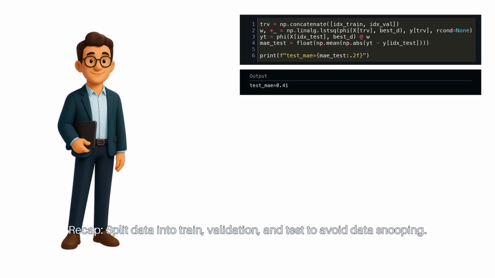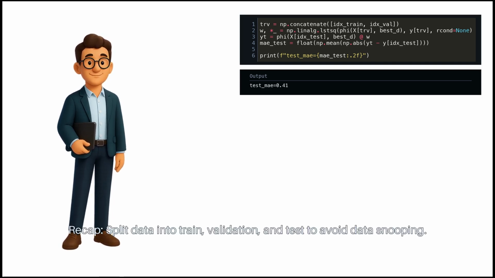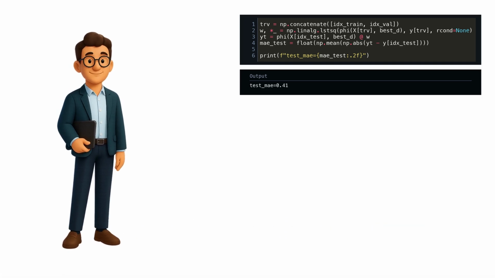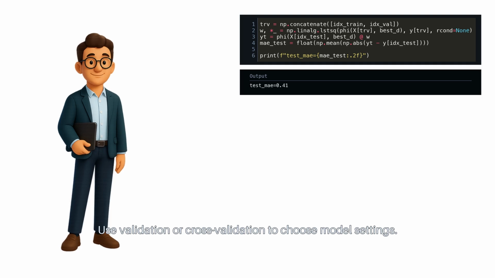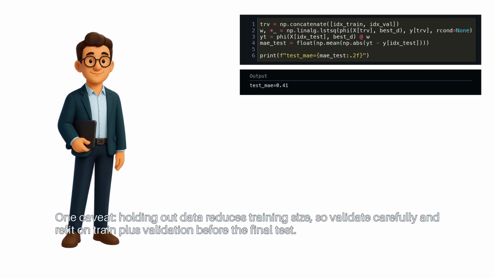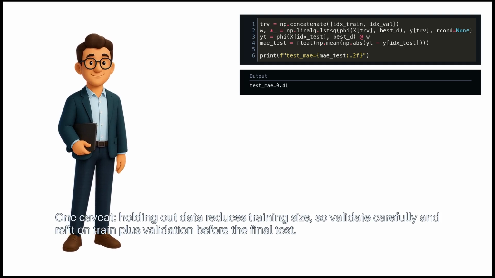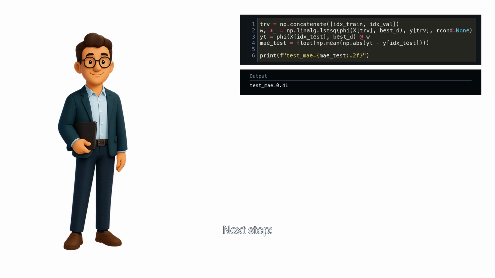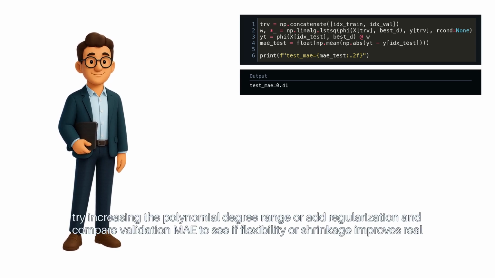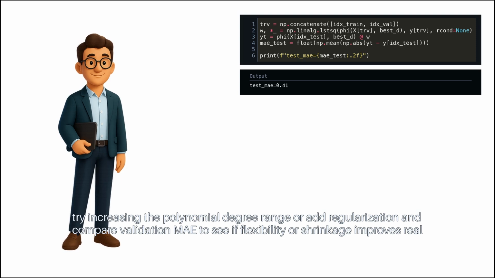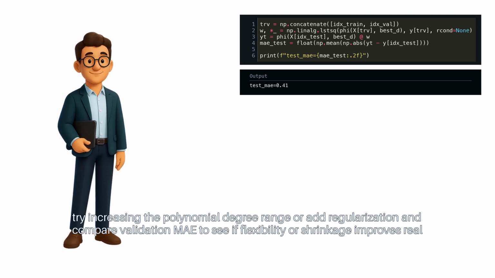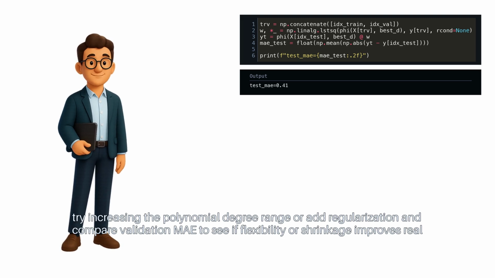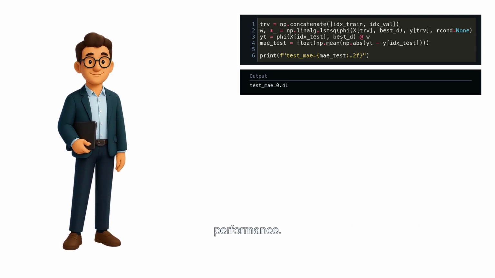Recap: split data into train, validation, and test to avoid data snooping. Use validation or cross-validation to choose model settings. One caveat: holding out data reduces training size, so validate carefully and refit on train plus validation before the final test. Next step, try increasing the polynomial degree range or add regularization, and compare validation MAE to see if flexibility or shrinkage improves real performance.